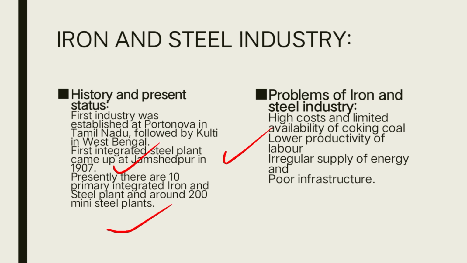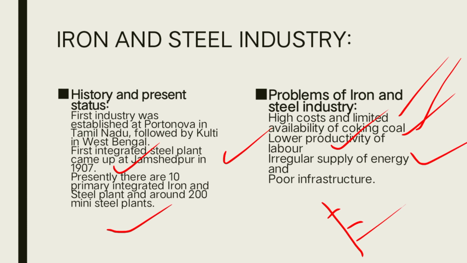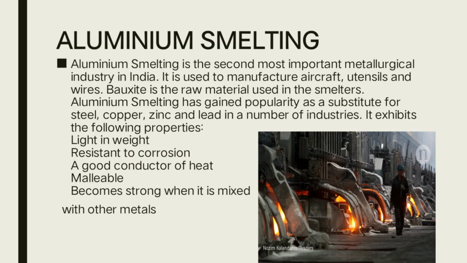What are the problems of the iron and steel industry? High cost and limited availability of coking coal. Coal has different products, and the material which is used in this making is the coking coal, and its availability is less. Low productivity of labor, as workers are not well trained and skilled. Irregular supply of energy, erratic power supply, and poor infrastructure. These are all the factors which make this industry go on a setback.